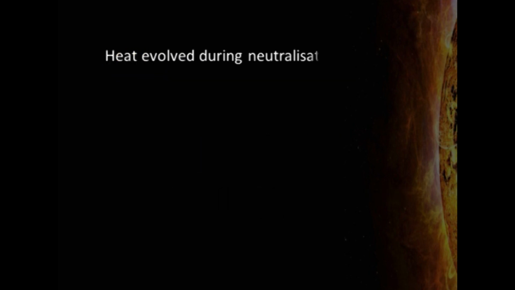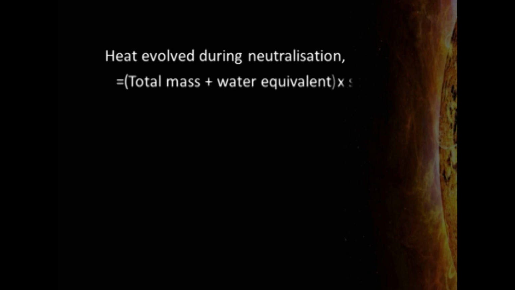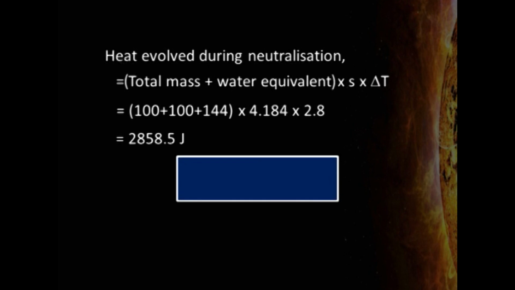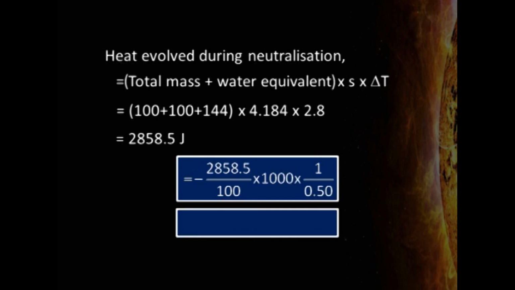Hence, the heat evolved during neutralization will be equal to the total mass of the solution plus water equivalent multiplied by the specific heat of the solution multiplied by delta T. This will be equal to 100 plus 100 plus 44 multiplied by 4.184 multiplied by 2.8, which is equal to 2858.5 joules. Therefore, the enthalpy of neutralization will be equal to minus 2858.5 divided by 100 multiplied by 1000 multiplied by 1 upon 0.5, which is equal to minus 57.17 kilojoules.